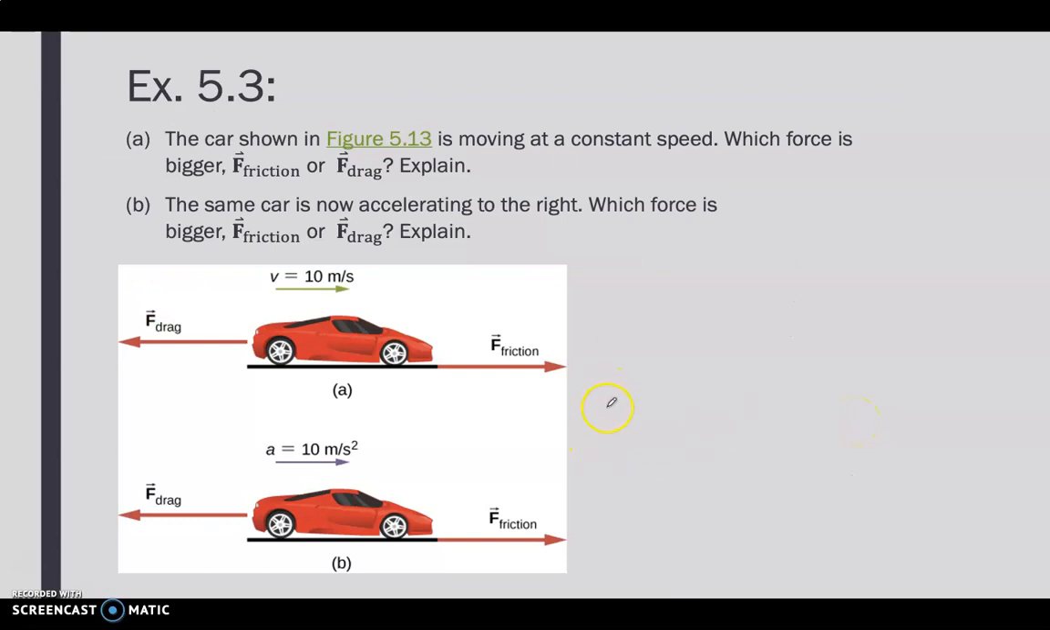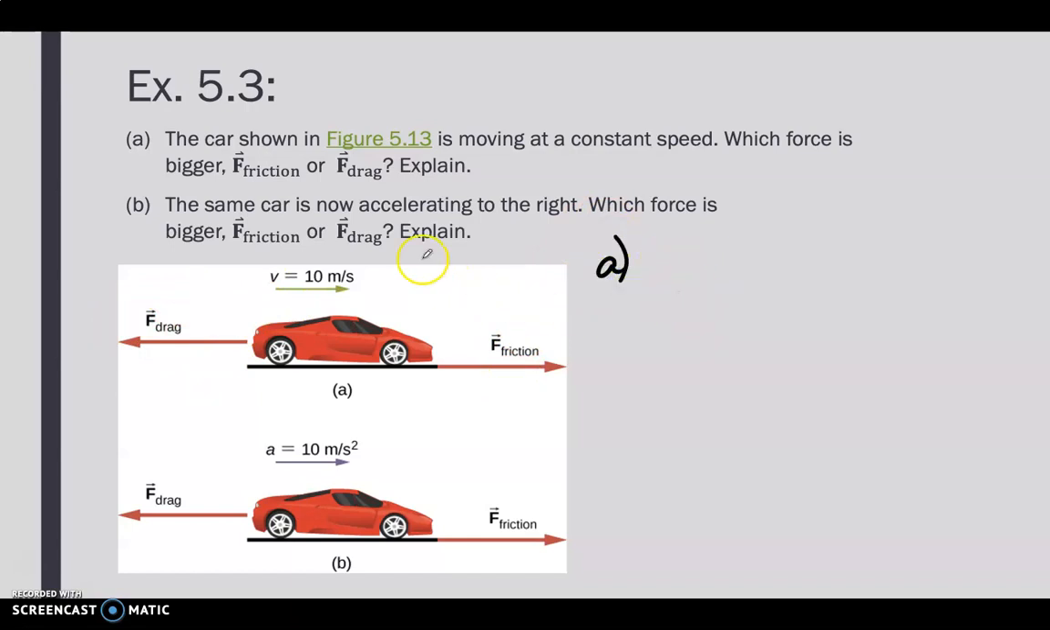Let's do this example. This states the car shown in this figure here is moving at a constant speed. So we're looking at part A here. Which force is bigger, the friction force or the drag force? So this force or this force? And explain.